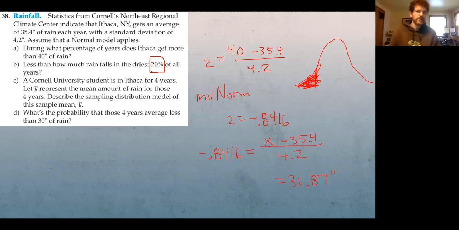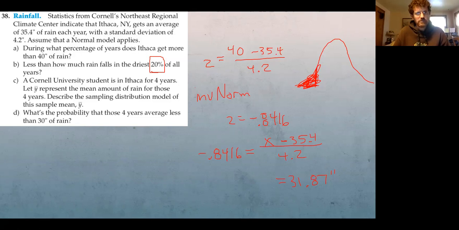All right, so now let's look at this. A Cornell University student is in Ithaca for 4 years. Let Y bar represent the mean amount of rain for those 4 years. Describe the sampling distribution model of the sample mean Y bar.